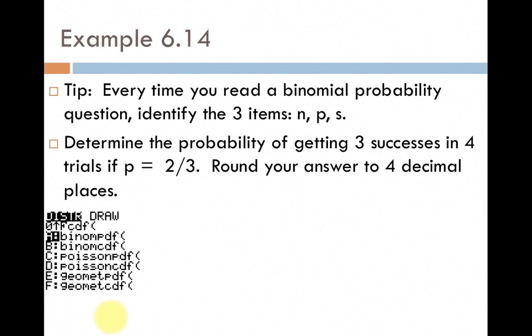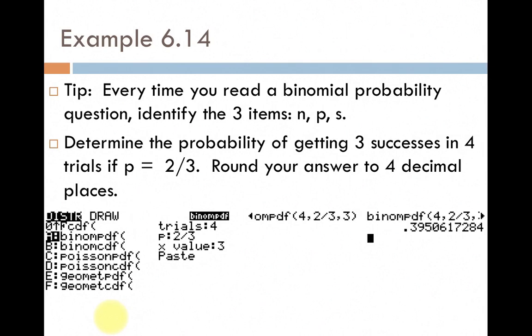Okay, so that's exactly what we have here. 4, 2/3, 3. We hit enter, 0.3951, 39.51%. Now you will be told specifically on WebWork or a test whether or not you should express your answer as a decimal or a percent. As a decimal, most of the time you're going to be asked to express the probability to 4 decimal places, and as a percent, most of the time you will be asked to express it to 2 decimal places.